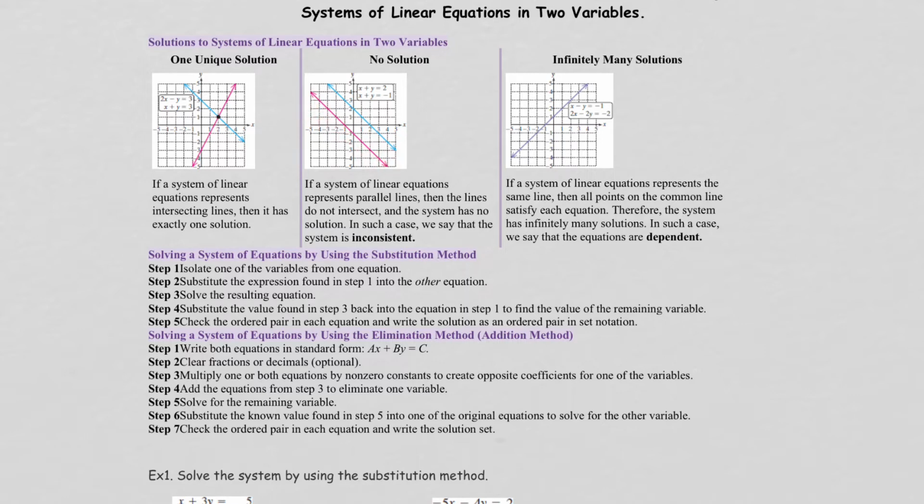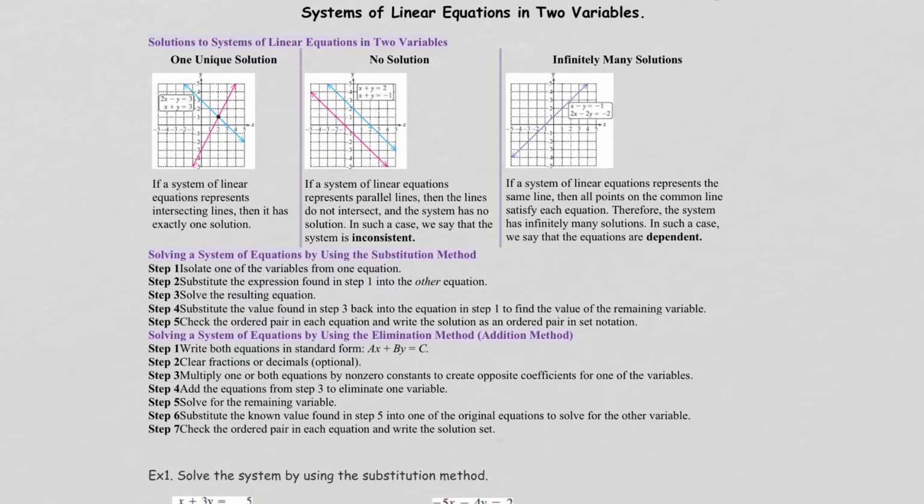Also, you could have two lines that are parallel to each other, where they will never meet each other, so they have no solution, right? And when you have no solution, we also call that an inconsistent system.